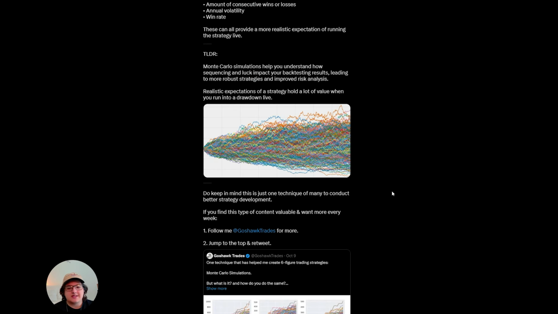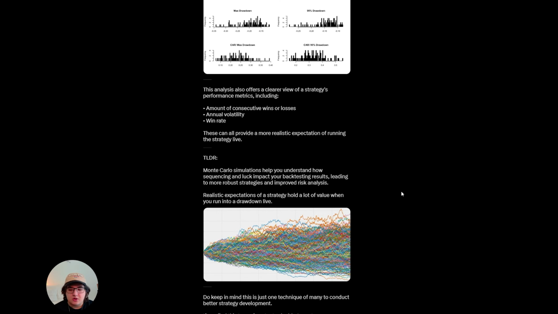Now, do keep in mind, this is simply one technique. There are definitely more techniques for really good strategy development, such as parameter sensitivity, out of sample testing, walk forward optimization, etc. But this is definitely a key one that I think every trader should know and try to implement if they can. As one last note, I did get a question around whether you could just use an online Monte Carlo simulator where you just enter in the win rate and R, and it spits out basically the Monte Carlo.